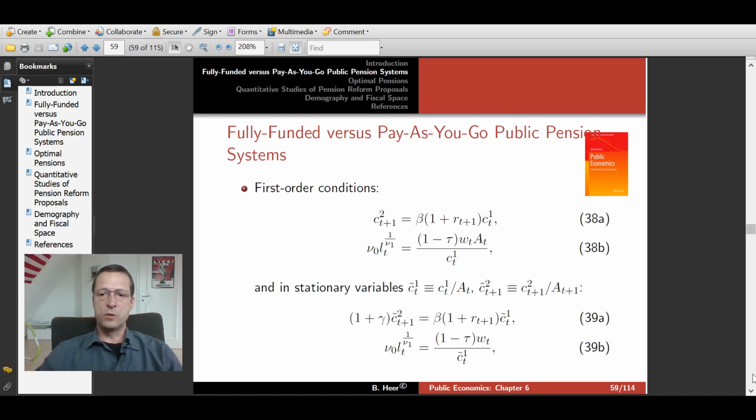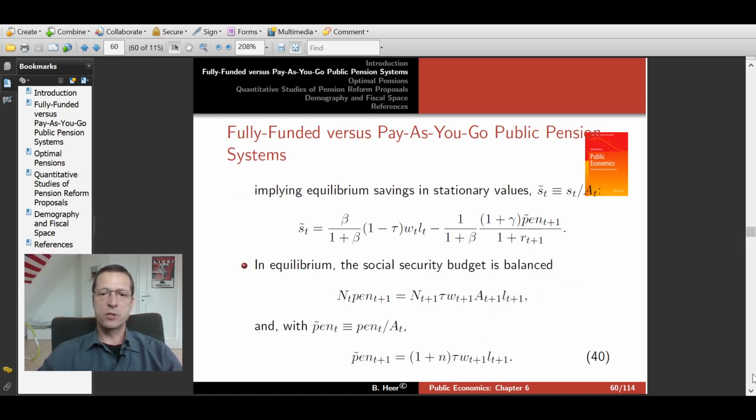And substituting 39a into the lifetime budget implies stationary savings, again expressed as stationary variables by dividing savings by A_t, and also defining stationary pensions in the same way.